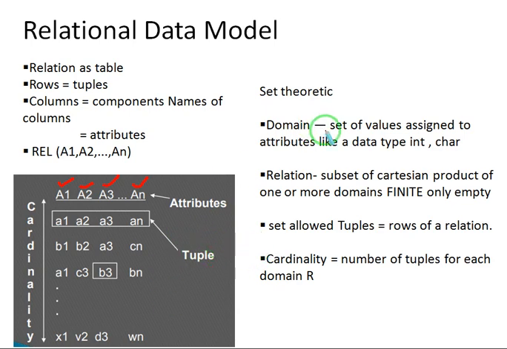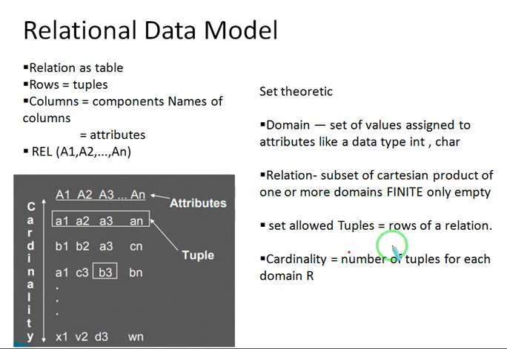Now, domain. What is understood by domain? It is a set of values assigned to the attributes. The set of values assigned to these attributes is termed as domain, such as data types like integer, character, varchar, Boolean, all this. Relation: a subset of the Cartesian product of one or more domains is termed as a relation. Yes, our one relation gets formed with a Cartesian product of these attributes. Right? So a relation is a Cartesian product of one or more domains.